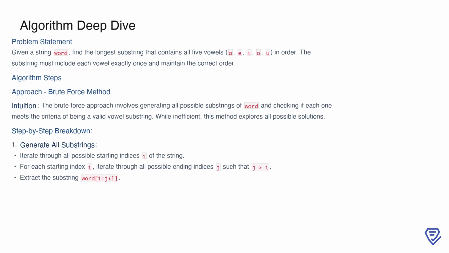This involves iterating through all possible starting indices i of the string and, for each starting index, iterating through all possible ending indices j where j is greater than i. From this range, we extract the substring word[i:j+1], and prepare it for further evaluation.